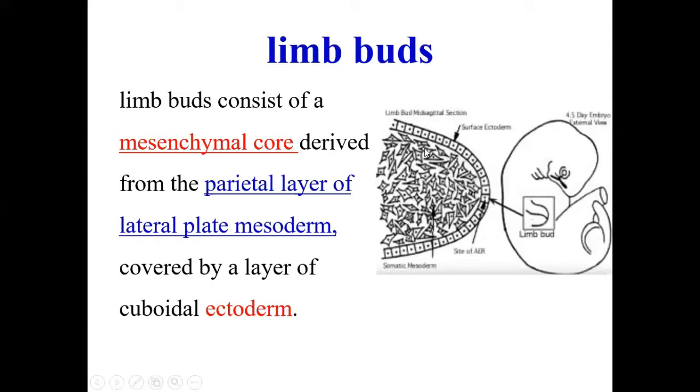Here we see the mesenchymal cells. This is the mesenchymal tissue that derives from the parietal layer of lateral plate mesoderm, and it has an ectodermal lining. This is the ectodermal lining over the mesenchymal tissue. So there are 2 limb buds from the ventrolateral body wall, and the limb bud composition has 2 parts. One is mesenchymal tissue, and the other is the lining, the ectodermal cells, the surface ectoderm.